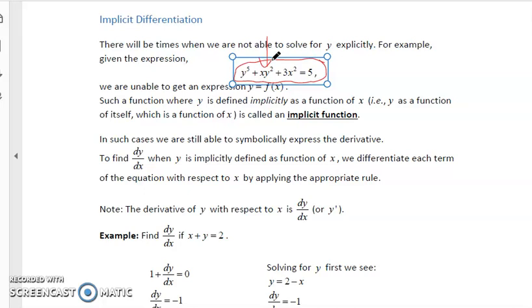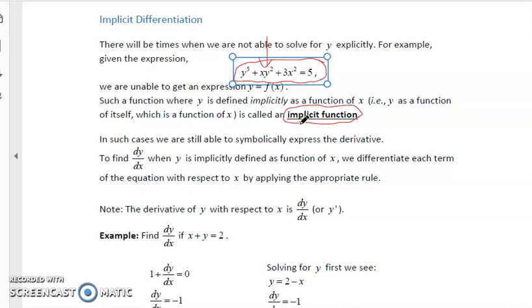If it's impossible to get your y by itself, then you have to take the derivative implicitly, because this is called an implicit function, as you can see right there. So how do we do that? What are the rules that we have to use to take the derivative of a function implicitly? Well, the rules really are the same as the rules you've already learned. You've got your power rule, your product rule, your quotient rule, your chain rule. Any of those rules that you've seen before, you're going to use now.